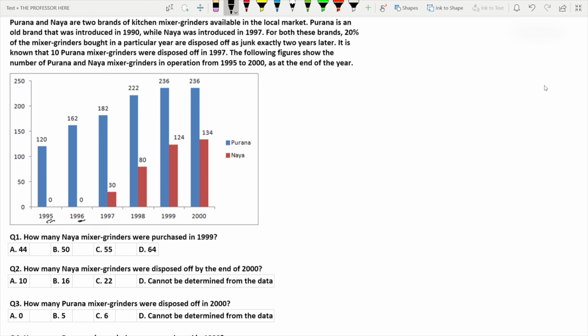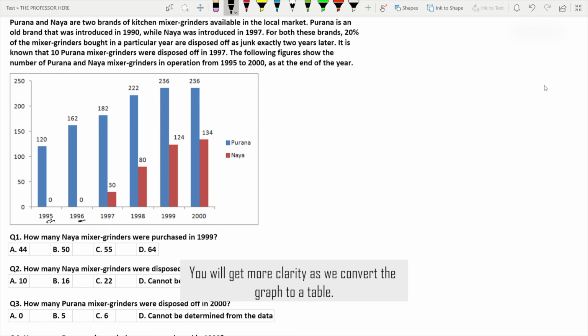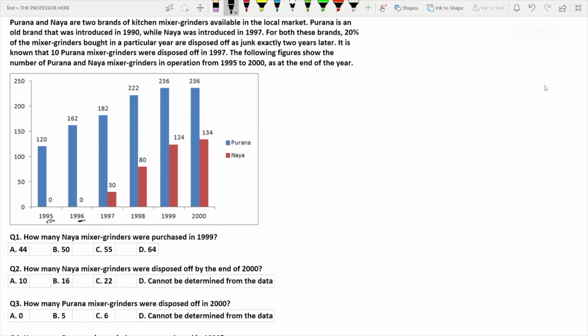For both these brands, 20% of the mixer grinders bought in a particular year are disposed of as junk exactly 2 years later. I will explain this point properly, but let's figure out what are the data items that is represented in the graph. So in the final sentence of the question, the following figures show the number of Purana and Naya mixer grinders in operation from 1995 to 2000 as at the end of the year. So for example, in 1995, there are 120 number of Purana mixer grinders that are in operation. It is not the number of new purchases made in 1995, but it is the number of mixer grinders in operation.